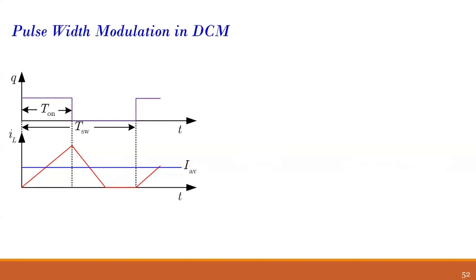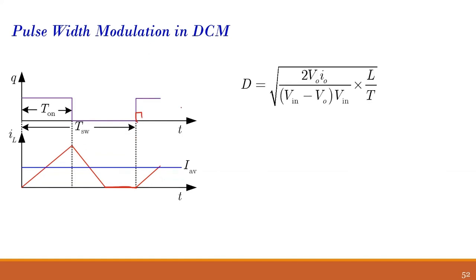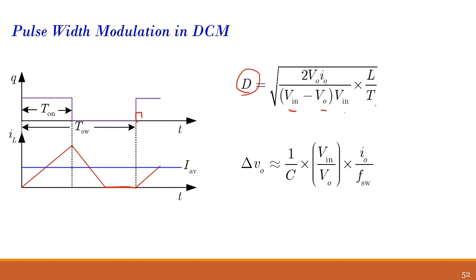Now this is DCM. In DCM, what happens? It is on, it turns off, and it remains off for some time until the next pulse comes for it to turn on. The duty cycle in this case is a nonlinear function. It depends on input voltage, output voltage, output current, and these various factors. And this is your output voltage ripple. Remember, these are all for buck converter.